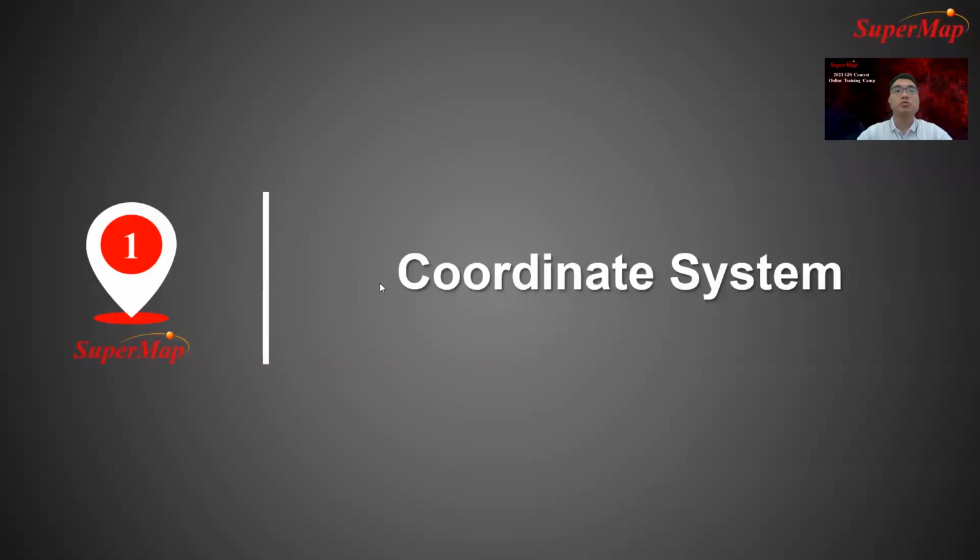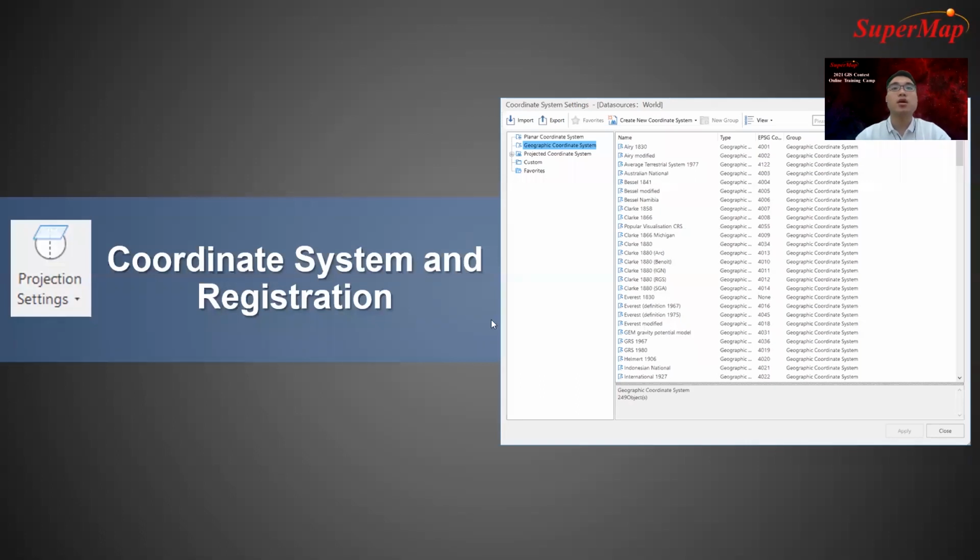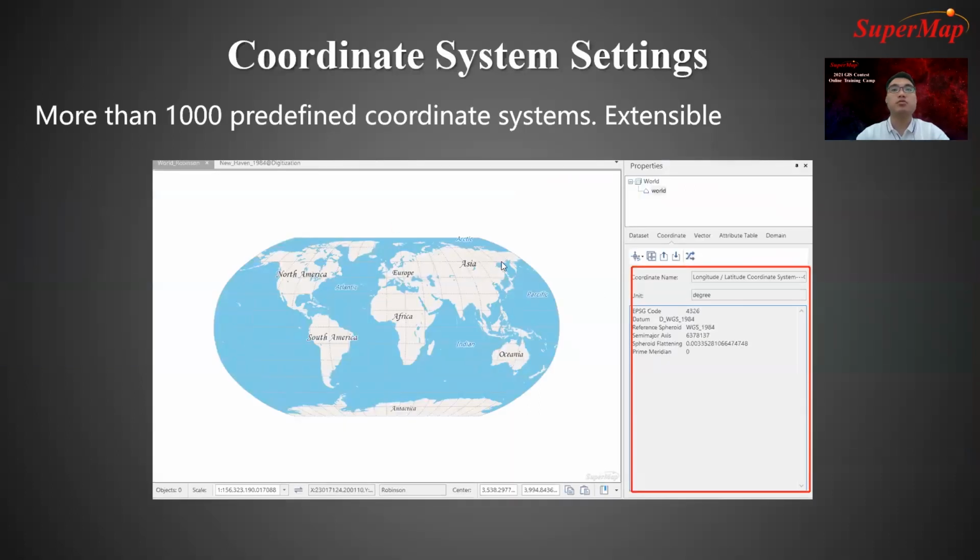The first point is the coordinate system, because all geospatial data should have a coordinate system. Then we can load them or overlay them with other features or layers. Here I will show you how to set the coordinate system, and then how to do the data registration. In SuperMap iDesktop, we provide the parameter setting. You can go to the dataset and right click to set the coordinate system.